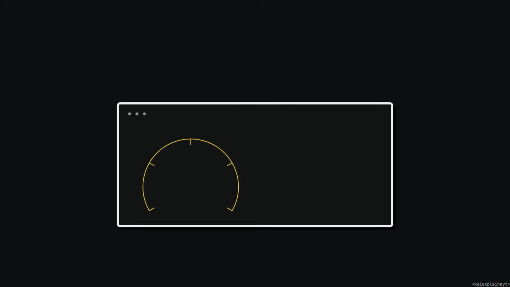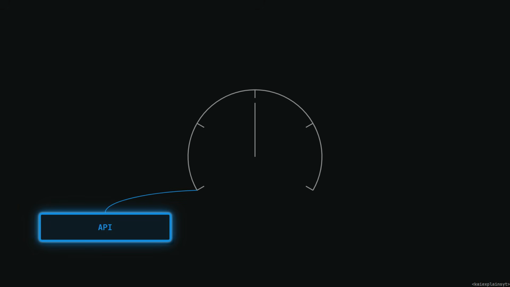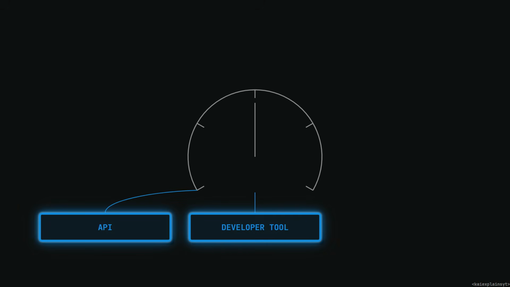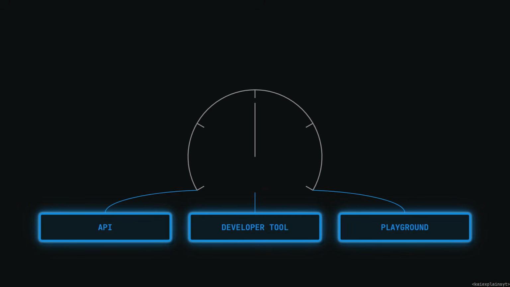Most consumer apps don't let you touch this dial. They've set it to a middle ground default and left it there. But if you ever use an API or a developer tool or any kind of advanced AI playground, you'll see this setting. And now you actually know what to do with it.